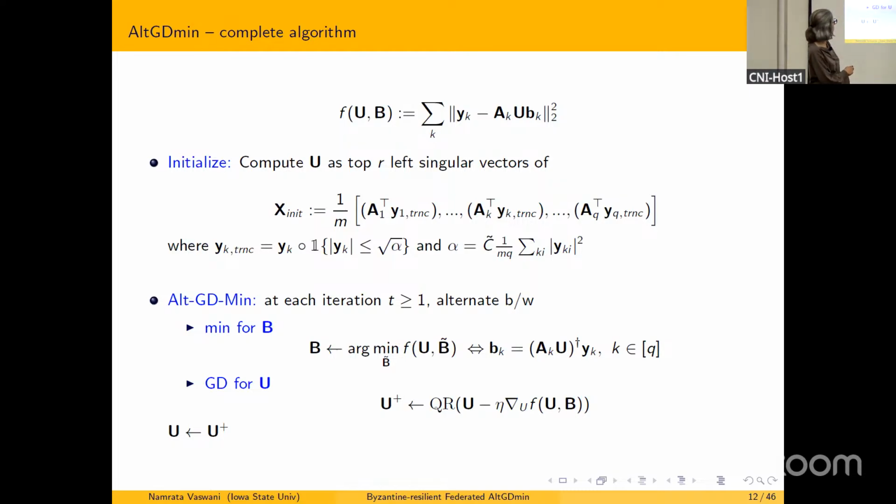What it's doing is taking each entry of YK, checking if it's larger than a threshold, and then zeroing it out. If it's below the threshold, it's kept. The threshold is computed based on the mean squared value: there are MQ YKIs, you square them, take their average, and the square root of that, alpha, is the RMSE value of all the entries. There's also a constant C which comes from theory, and you use that as the threshold.